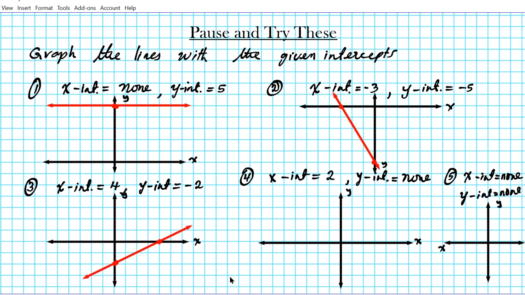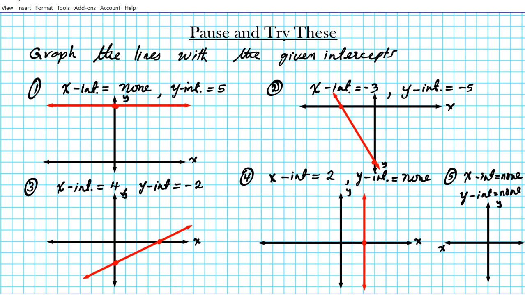Okay, and then number 4, what's going on with number 4? For number 4, the x-intercept is 2 and y-intercept is none. So what kind of line do we have here? Well, for this one, we're going to have a vertical line. It has to be parallel to the y-axis to guarantee that it never intersects it, thereby creating an intercept value.